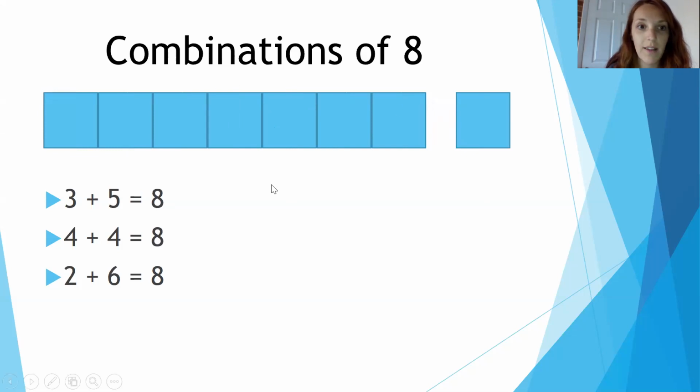My first group here is a group of 7. Okay, and this group is a group of just 1. So 7 plus 1 equals 8.